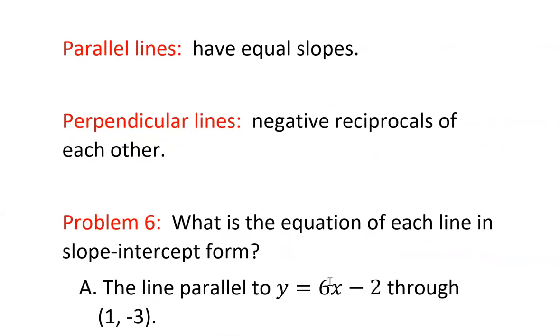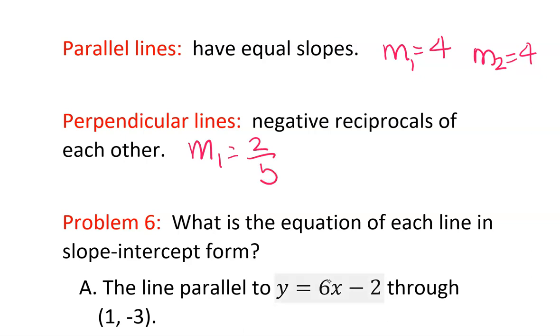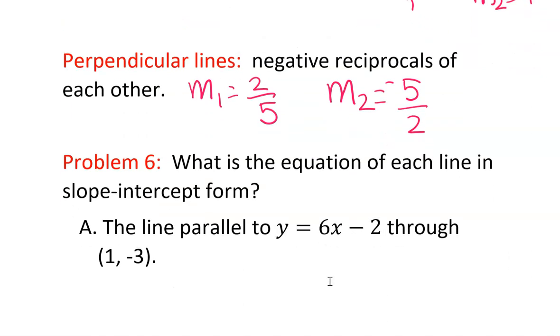Now, parallel lines have equal slopes. Perpendicular lines have negative reciprocals of each other. So if M1 has a slope of 2/5, the perpendicular slope to this one, you would flip it over and change the sign. So they have to have opposite signs and opposite fractions.